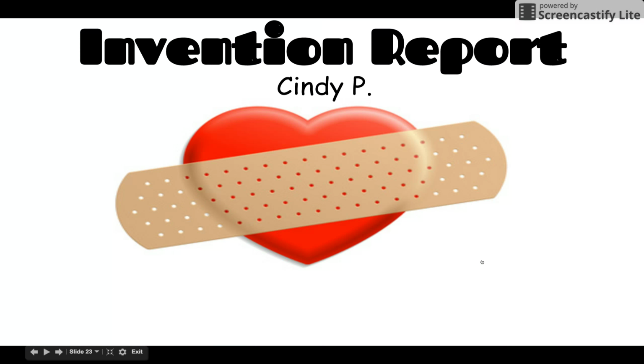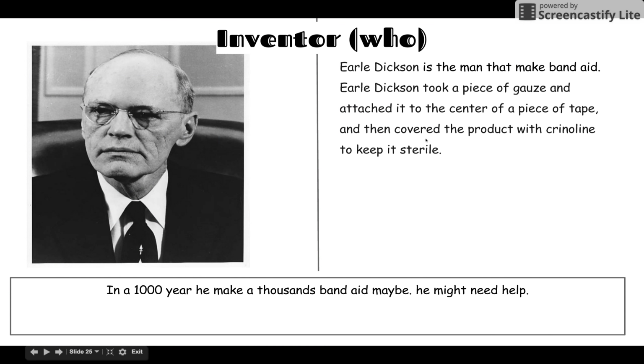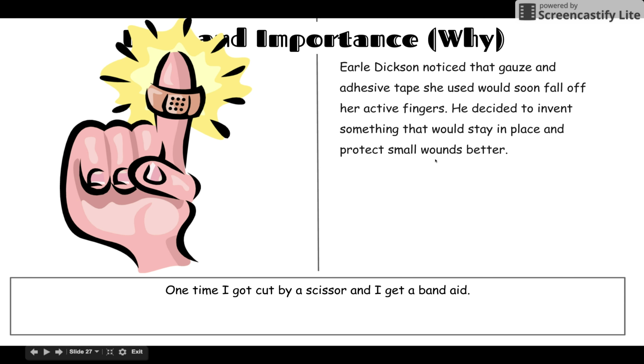This is an invention report, very similar to the last one, where she was talking about Band-Aids. Her topic was Band-Aids, and she wrote about what Band-Aids are, a description. Then she talks about who was the inventor of Band-Aids. Then she wrote when they were invented. Over here, why are they important? Why were they invented?